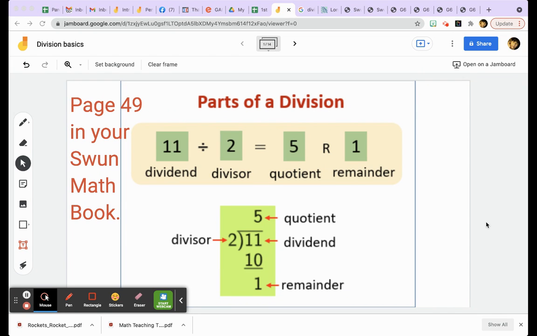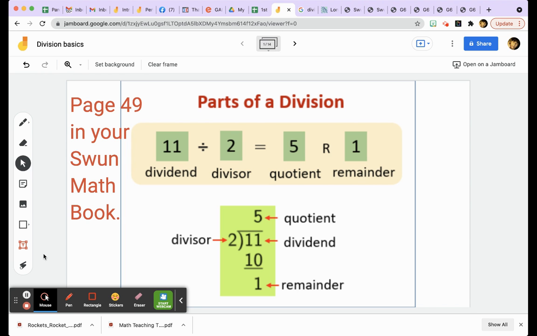Good morning. You are going to need your Swan math book and your math notebook. So take out both of those books right now, place them on your desk. We're going to continue with division.